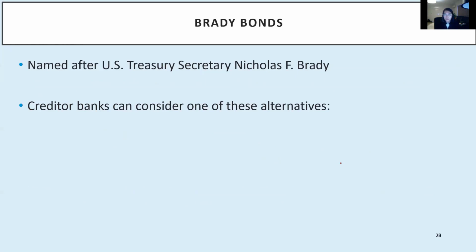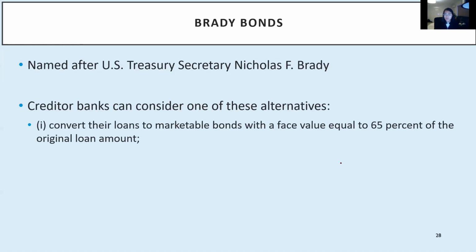Now, a second solution came about by the US Treasury Secretary at that time, Nicholas Brady. So what he did was he proposed three different ways that the credited banks could consider. So firstly, to solve the problem, they could convert their loans into marketable bonds with a face value equal to 65% of the original loan amount. So they are asking the credited banks to forgive about 35% of the loans, okay?